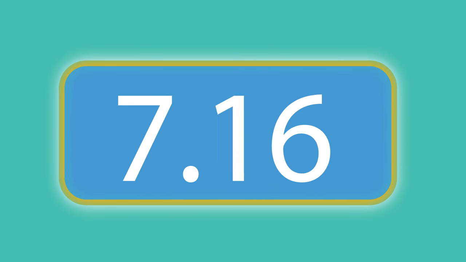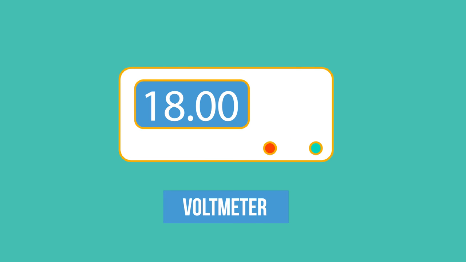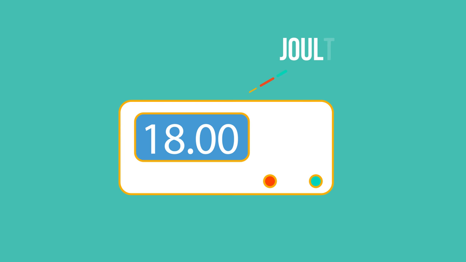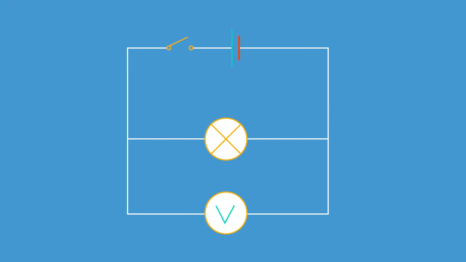The voltage is a measure of the electrical push that a battery gives to the electrons. It's measured in volts using a voltmeter. It tells you how much energy in joules each coulomb of charge carries. Voltmeters are always connected in parallel when added to a circuit. In this diagram, the voltmeter is measuring the voltage across the lamp.